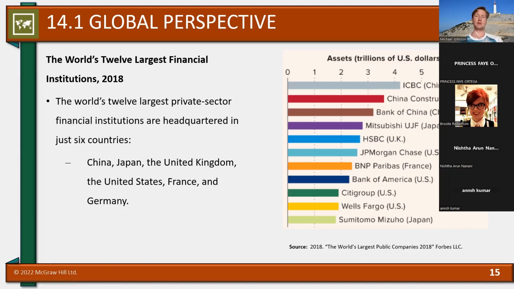BNP Paribas, which is about 2.5 trillion in assets. Bank of America, which is just over 2 trillion in assets. Citigroup, which is just under 2 trillion. Wells Fargo, which is under 2 trillion in assets also. And then Sumitomo Mitsui in Japan, which is just under 2 trillion.